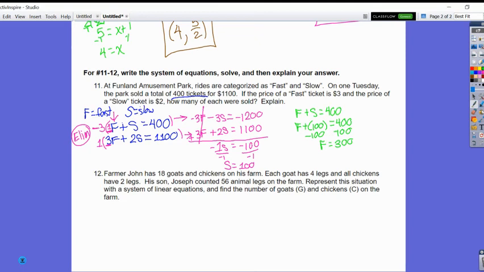We have to be able to explain our answer, right? So how many fast tickets did we sell? We have sold 300 fast tickets, and we sold 100 slow tickets.